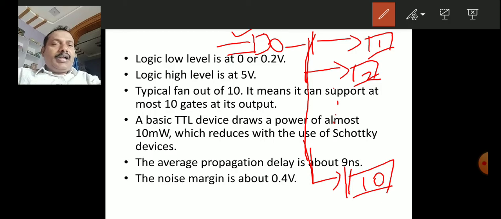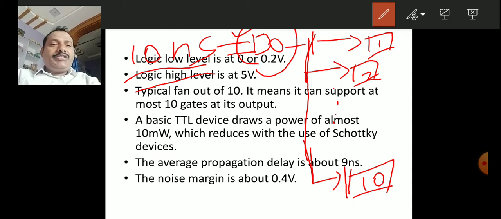And the TTL device can draw 10 milliwatt of power. Hence, there is no need to use the Schottky devices. And the time delay of this gate is almost 9 to 10 nanoseconds. 9 to 10 nanoseconds is possible.